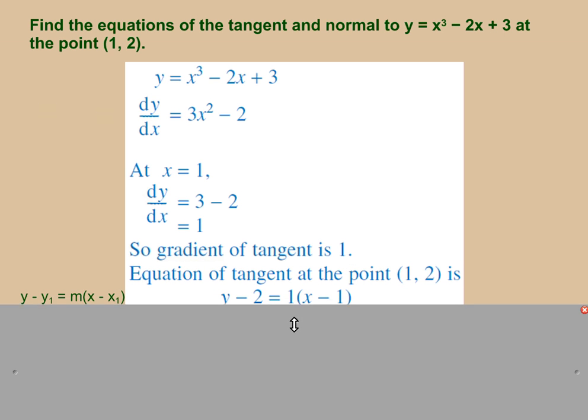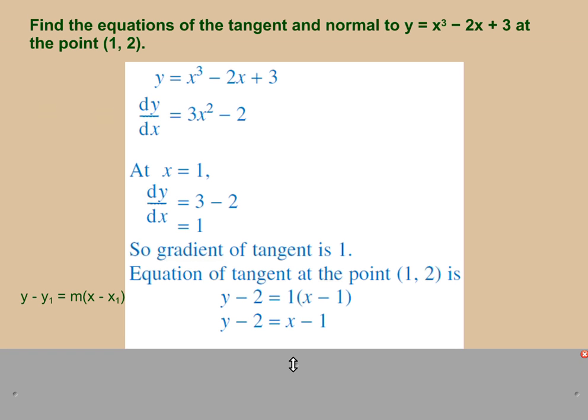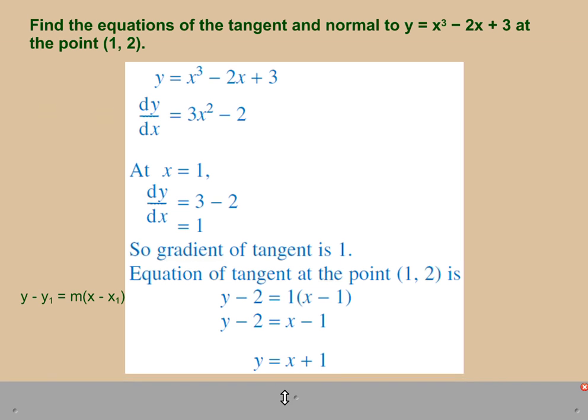that tells us that the gradient of the tangent is 1. Now if we substitute into our general equation, we know the point is (1, 2), so we have y minus 2 is equal to the gradient, which in this case is 1, times x minus 1, and that simplifies to y equal to x plus 1 as the equation of the tangent.